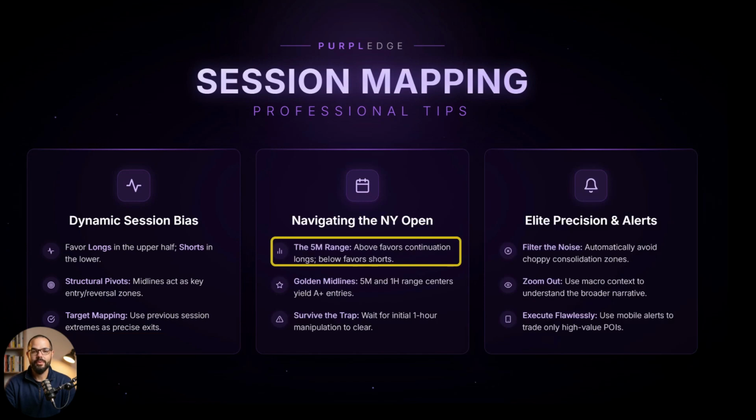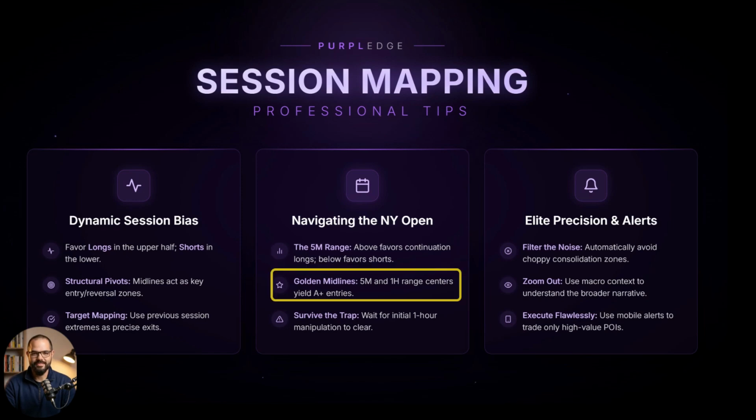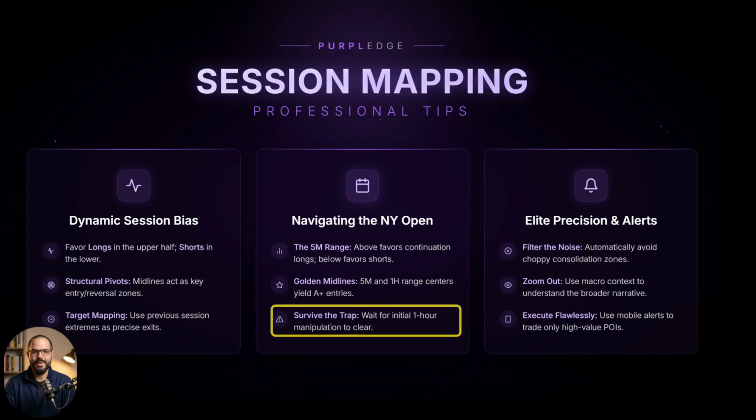If you trade the New York Open, use the initial 5-minute range as your compass. Above it, we look for longs. Below it, we look for shorts. Inside and around it, it's recommended to wait for certainty. Next, look for golden midlines. The exact centers of the 5-minute and 1-hour ranges frequently yield A-plus pullback entries. Respect the initial balance and survive the trap.